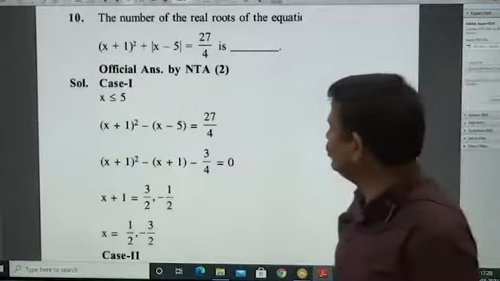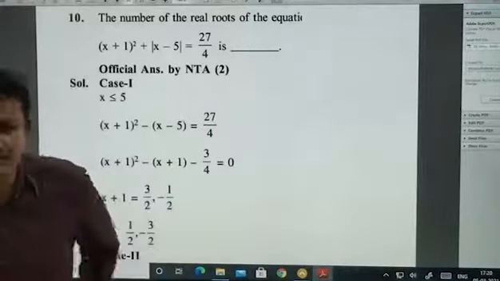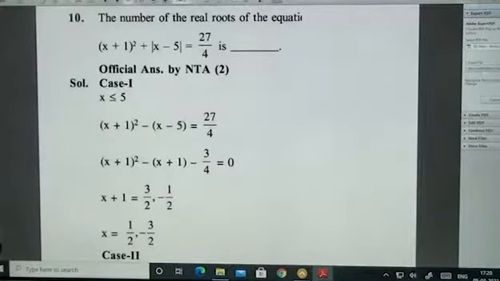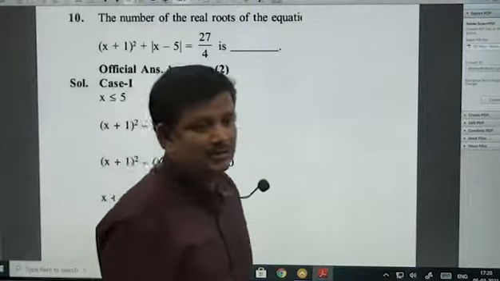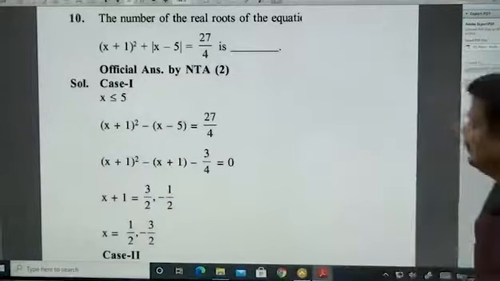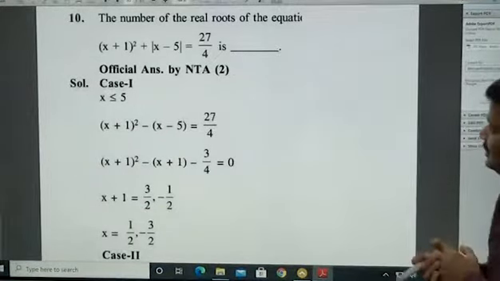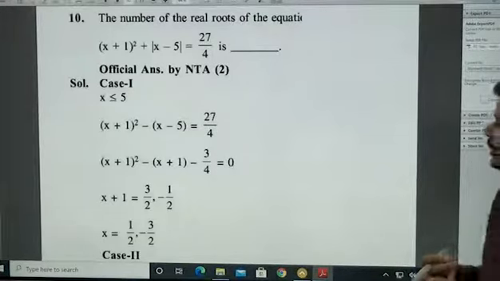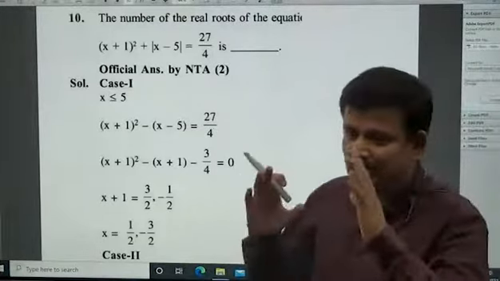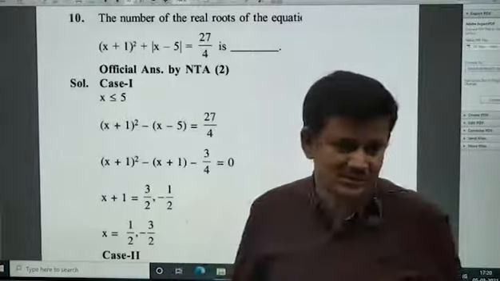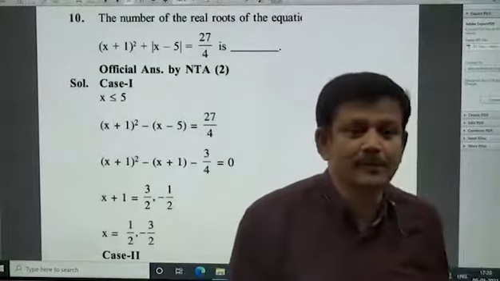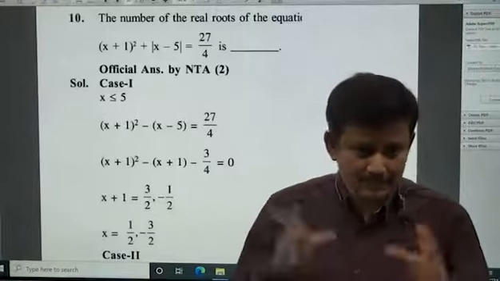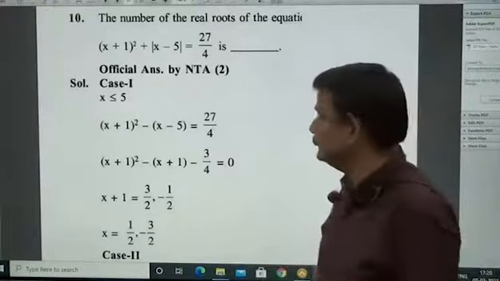Number of real roots. Again, this word root is something misleading. This word root cannot be used for non-polynomials. It is used only with polynomials. Solutions is a better word. Fine, whatever. Let's say he means only solutions, because roots can be repetitive. For a polynomial, we can say there are exactly n roots. But here, how can I say how many roots? With mod, we cannot say how many roots.